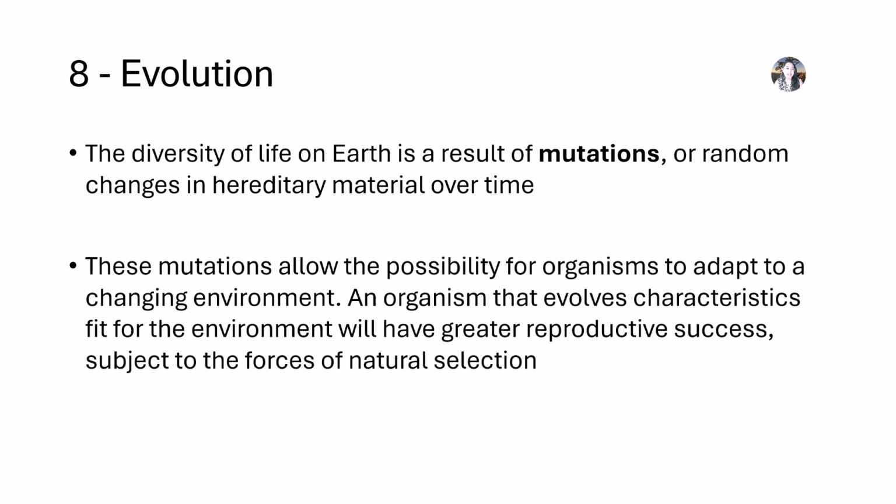And so lastly, the characteristic of living things is evolution. The diversity of life on Earth is possible and is a result of mutations or random changes in genetic material over time. So it's a long time of lots of tiny little mistakes being made, and that mistake led to something that allowed this organism to keep living and reproducing and pass on its hereditary material. So over time, this leads to changes.